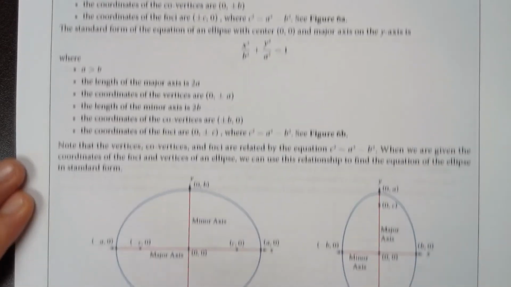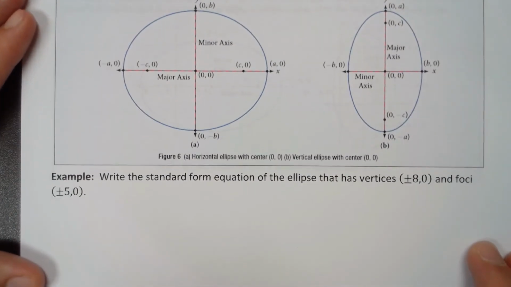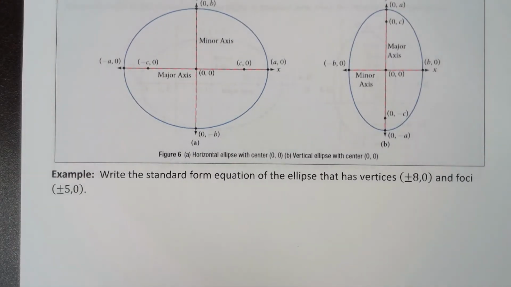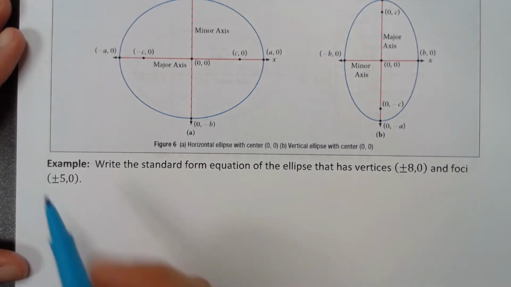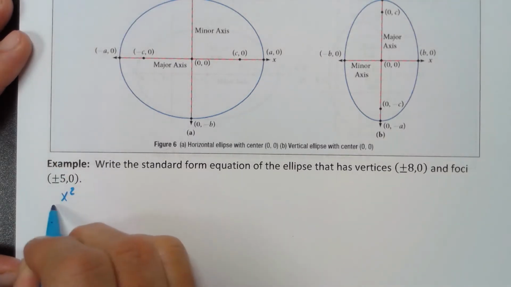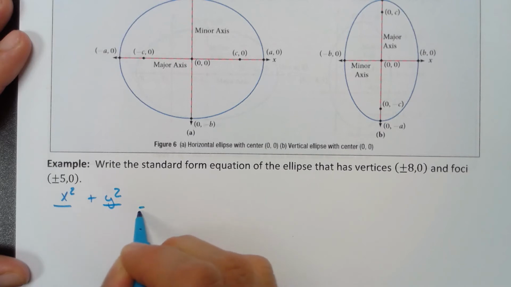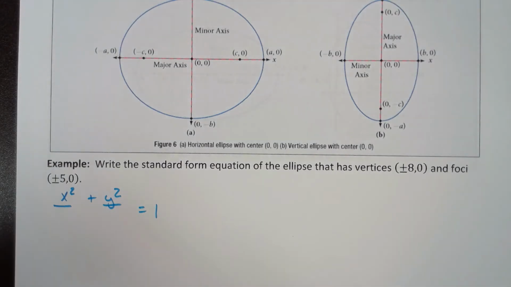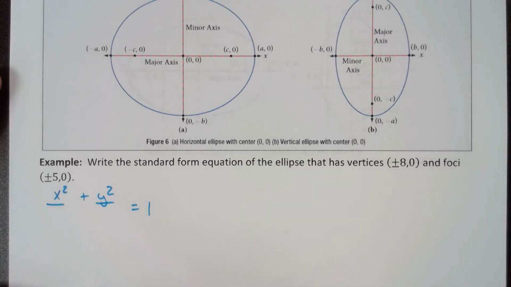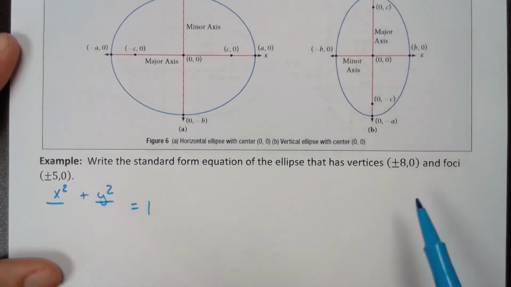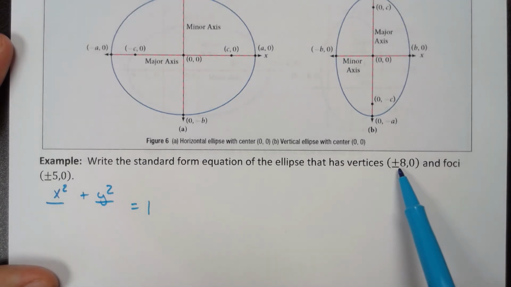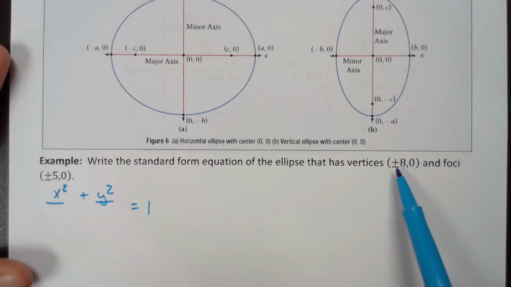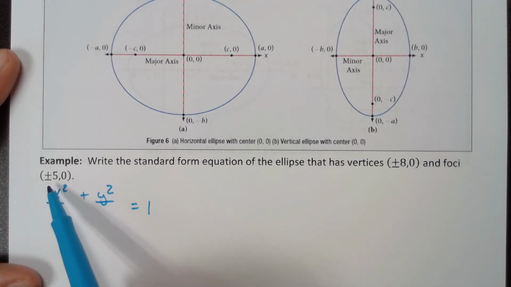So let's look at a quick example. Write the standard form of the equation of the ellipse that has vertices plus or minus 8, 0 and foci plus or minus 5, 0. Well, we need to remember our standard form: x squared over something plus y squared over something equals 1. We have to figure out which direction this ellipse is going. Is it a horizontal one or a vertical one? Notice how the vertices are given as plus or minus 8, 0, and the foci are plus or minus 5, 0.